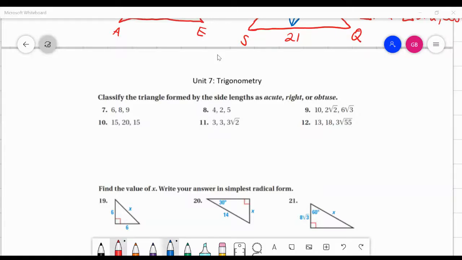All right, Unit 7, Trigonometry. Classify the triangle formed by the side lengths as acute, right, or obtuse.